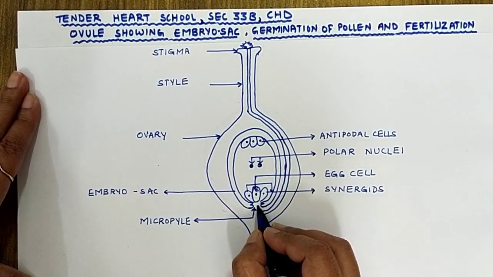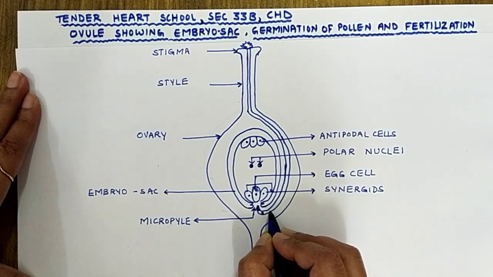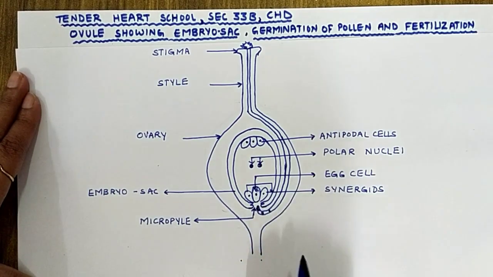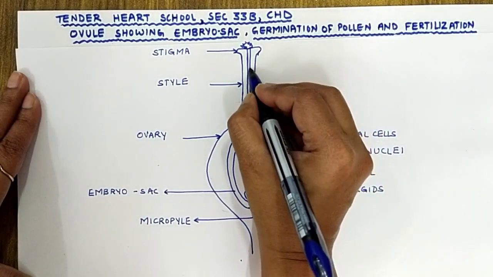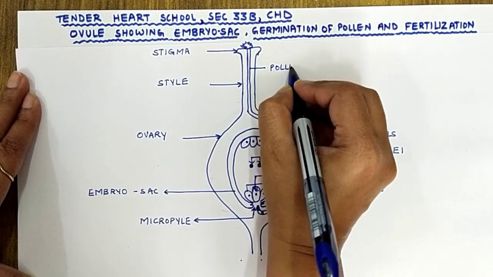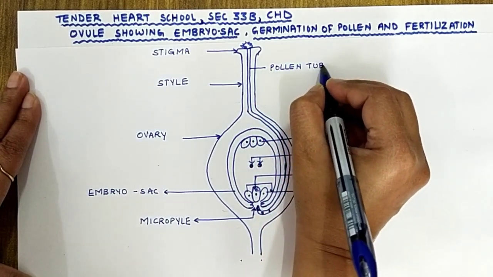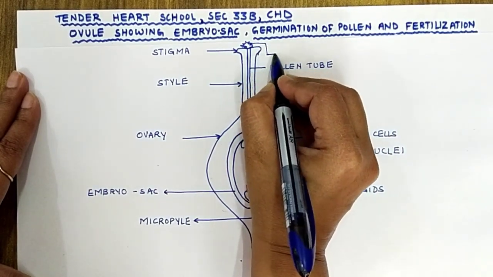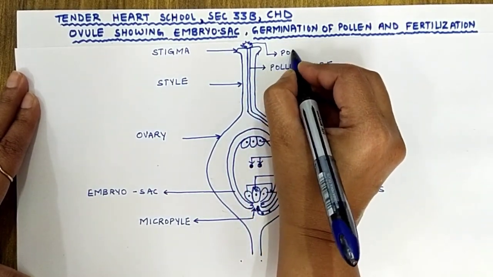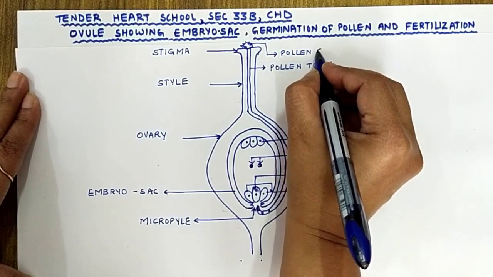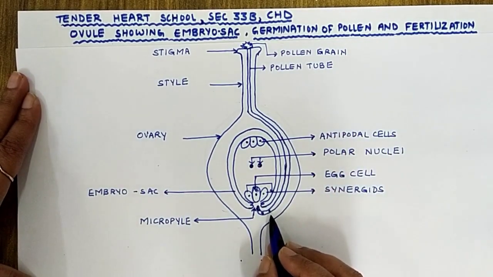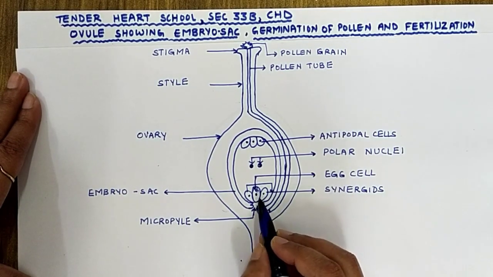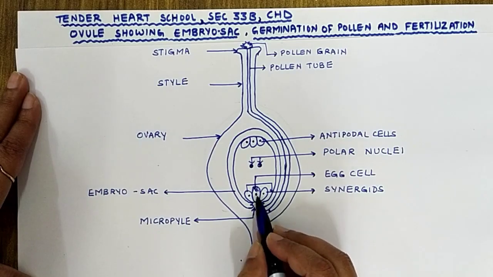Inside this pollen tube we have the male gametes, the tube nucleus and the generative nucleus. So this is the pollen tube, and this one is the pollen grain. These male gametes, the male reproductive cells, are going to fuse with the egg cell and cause fertilization, right?